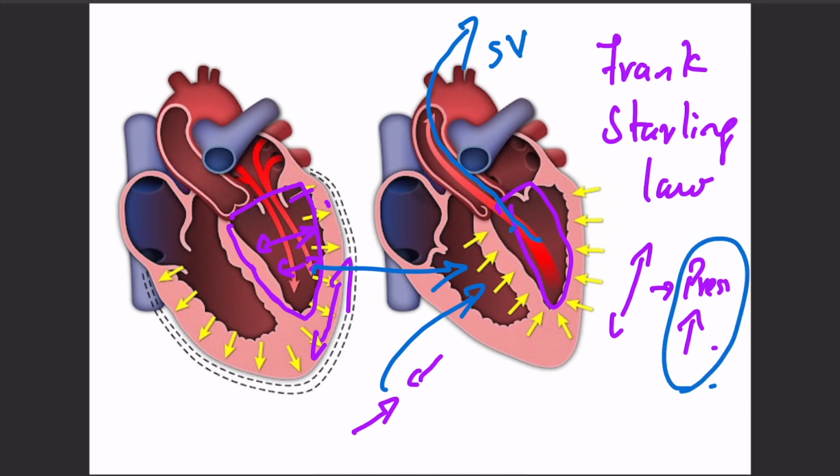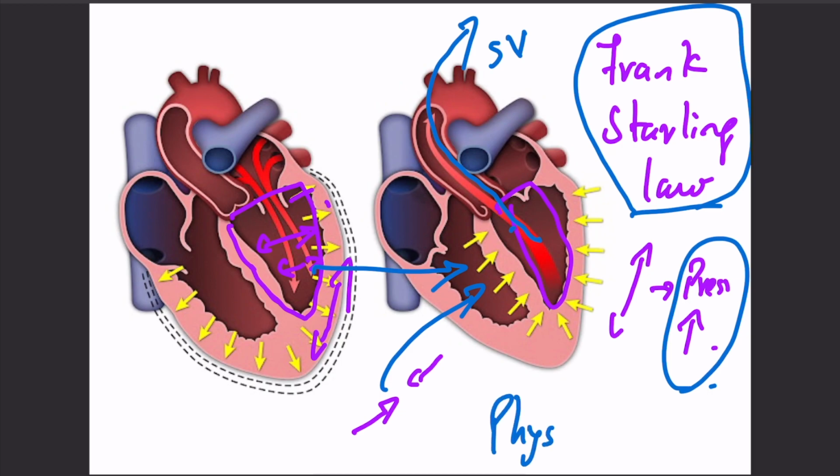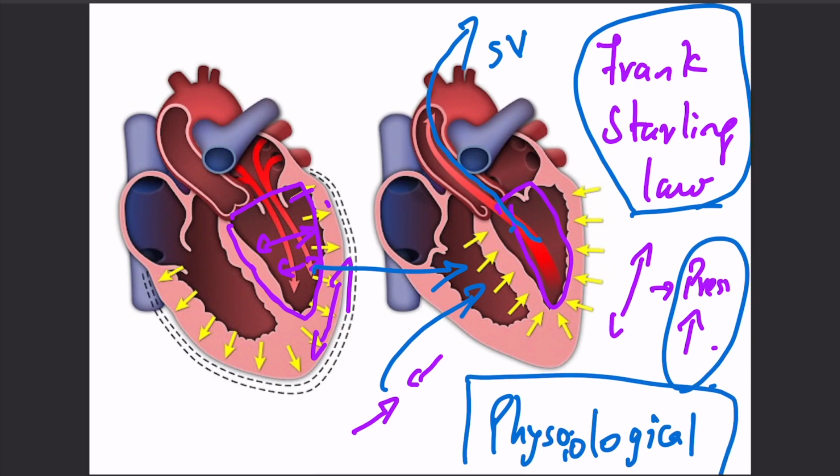This is known as Frank-Starling law. But there is a catch. This Frank-Starling law is true only within a physiological limit. Beyond that, it fails. Beyond that, pressure will fall. Even if the cardiomyocyte increases in size, it will fall.